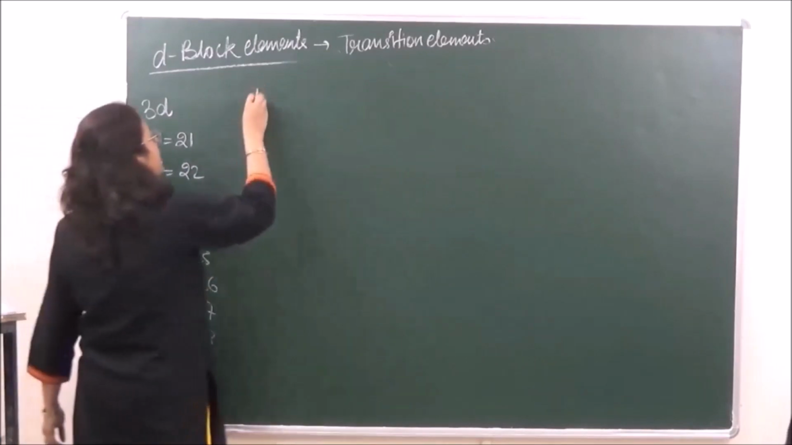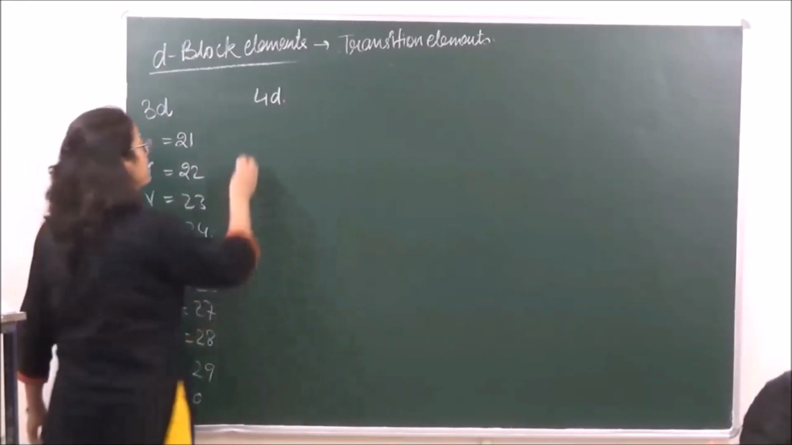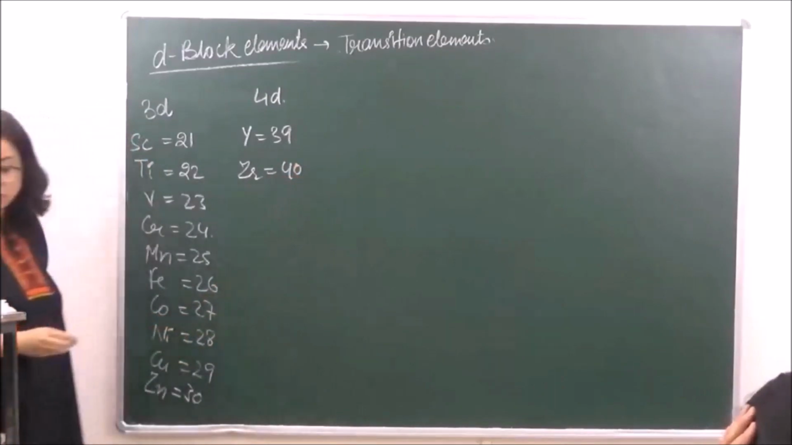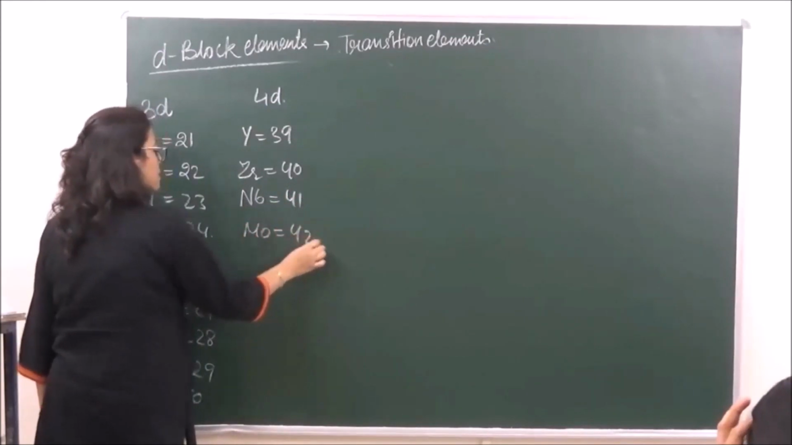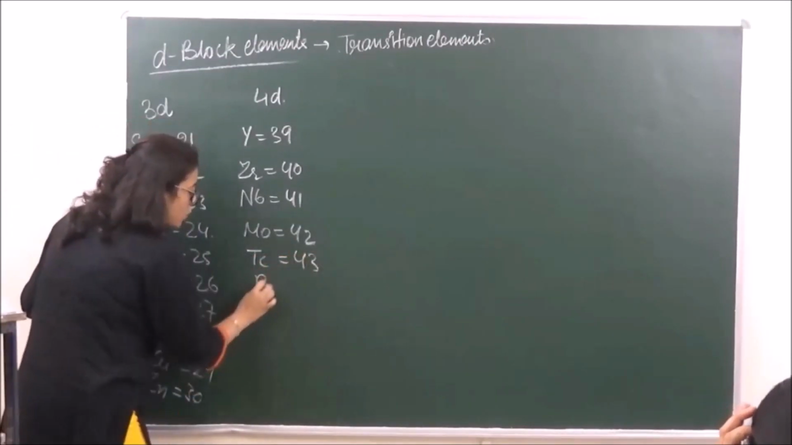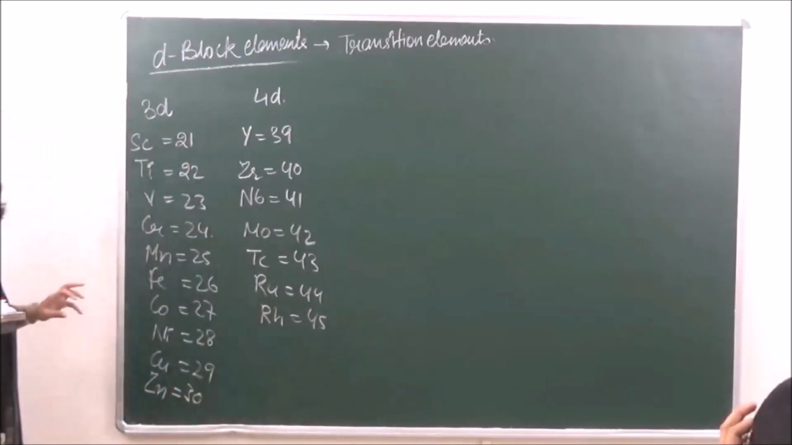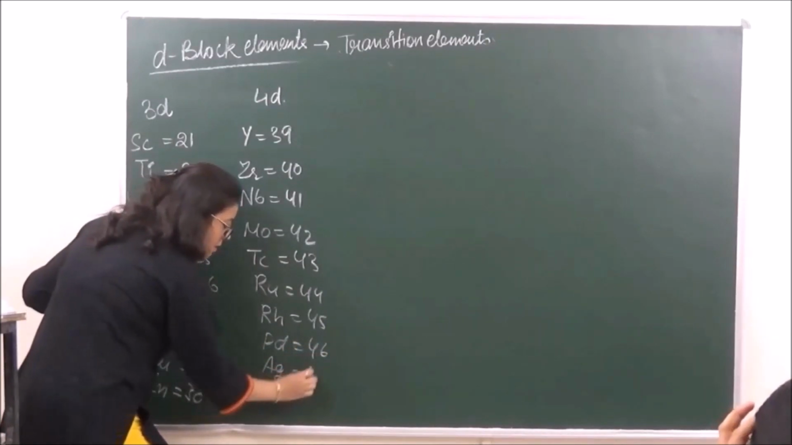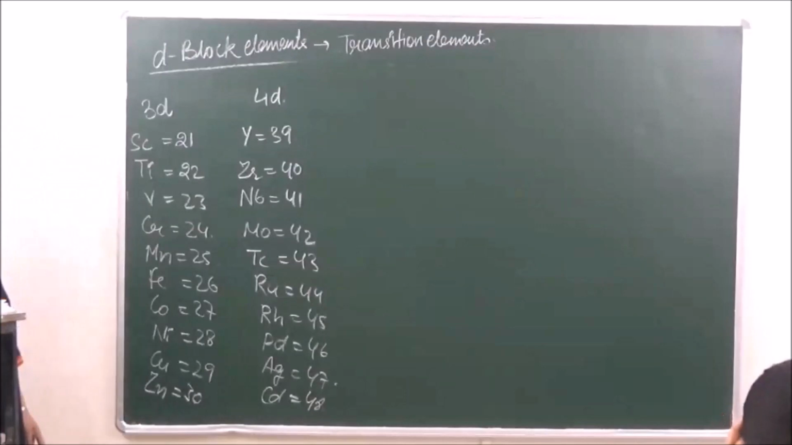Then the next one is the 4d series, in which we are going to fill up 4d starting from yttrium 39, zirconium 40, niobium 41, molybdenum 42, and then we have technetium 43, ruthenium 44, rhodium 45, palladium 46, silver 47, and cadmium 48. So this is the 4d series.